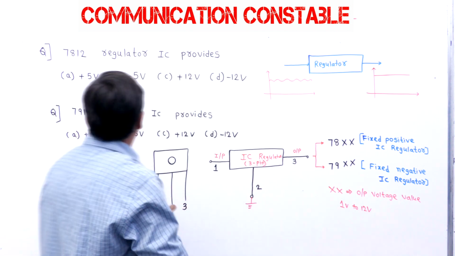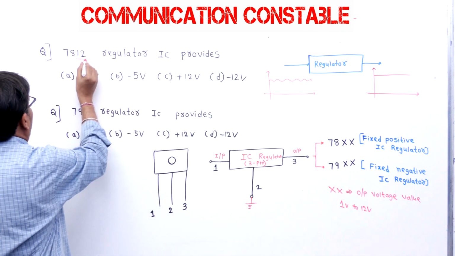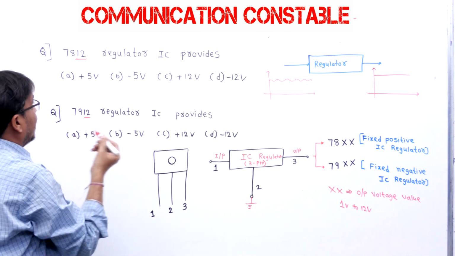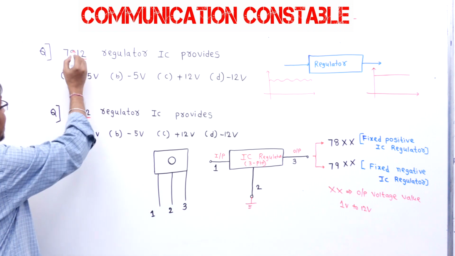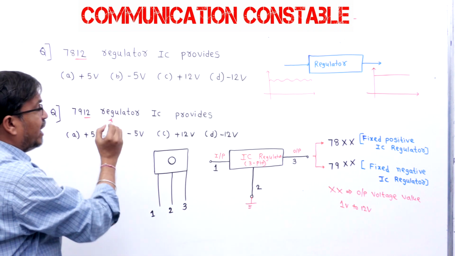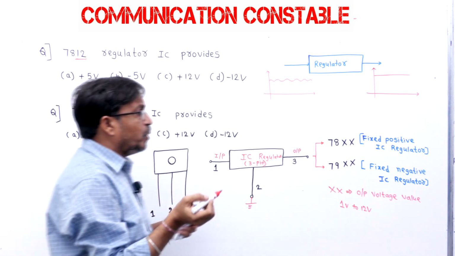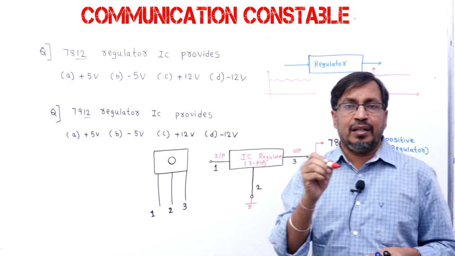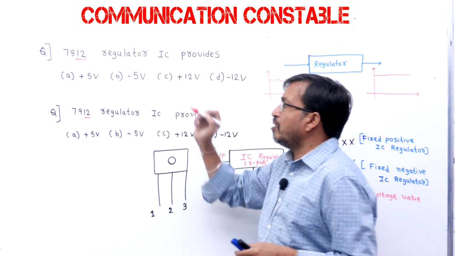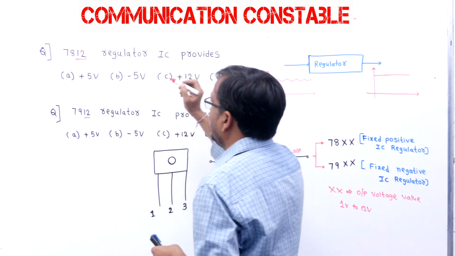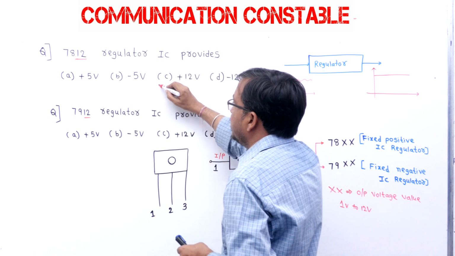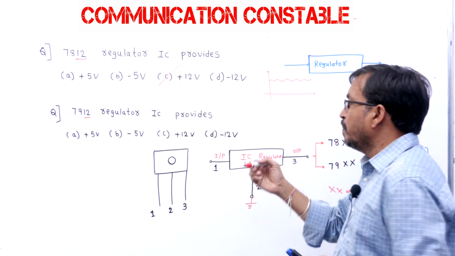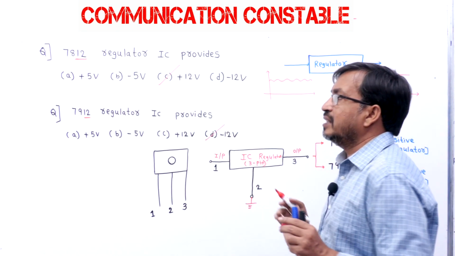So in our question, 7812, the last 2 digits are what? 12. Here also in the next question, 12. But what is the difference? Here 7812, here 7912. 7812 is fixed positive, 7912 is fixed negative. Therefore, the first question answer: 7812 regulator IC provides plus 12 volts, and 7912 regulator IC provides minus 12 volts. This is the answer.